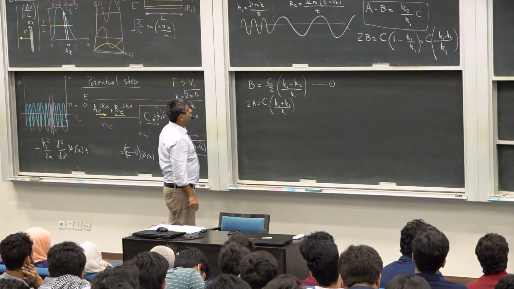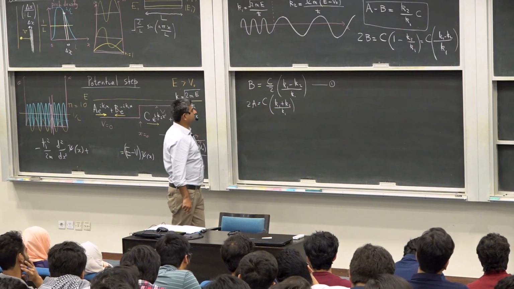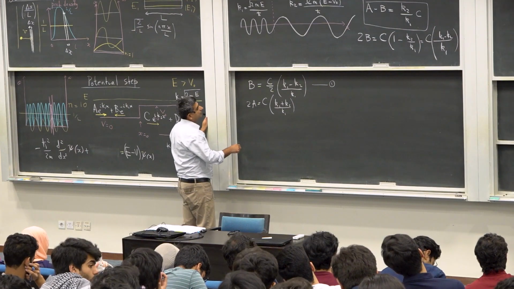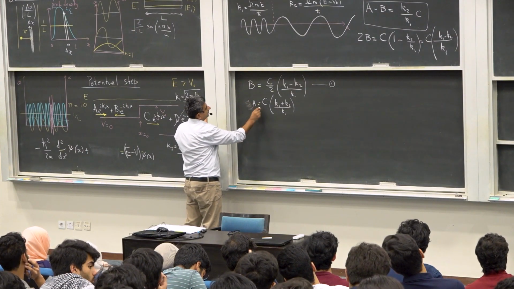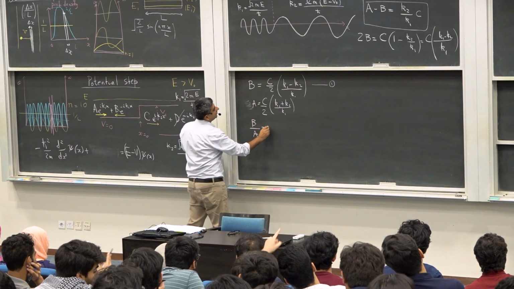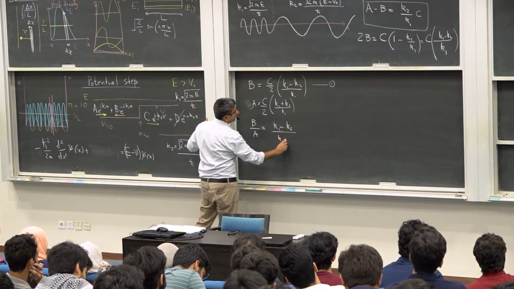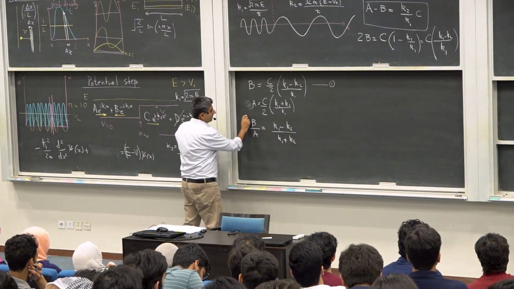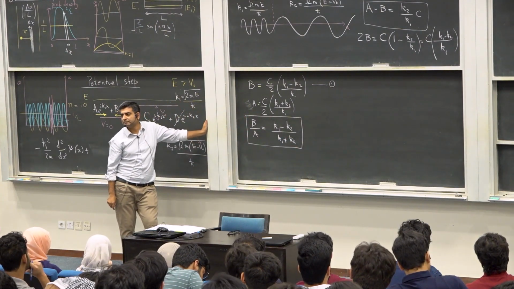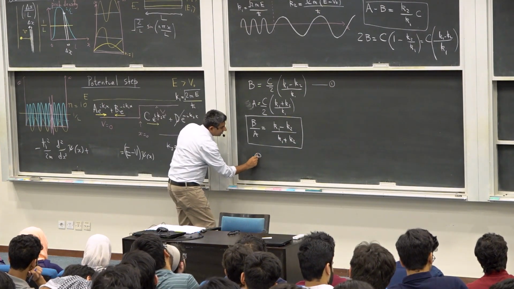Now what I could do, first of all, if I want to find b over a, so this to the other side too. B over A is (k1 minus k2) over (k1 plus k2). Got it? And the probability of reflection.